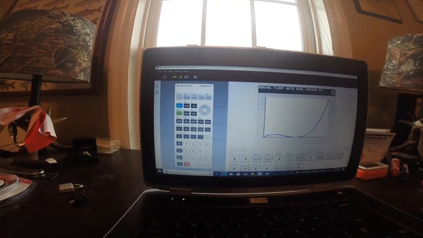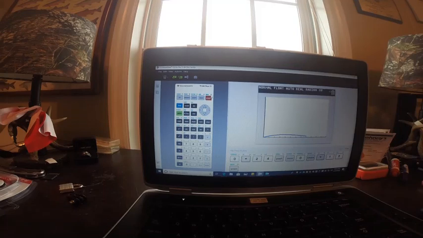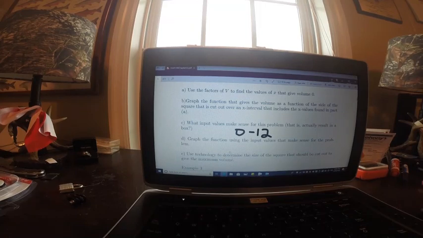D says graph the function using the input values that make sense for the problem. So it essentially wants us to come over here and adjust our window. So instead of from 0 to 24, let's go to 0 to 12. Hit graph. There it is. Those are the values that make sense. If you want to make it look a little prettier, you can do zoom fit after that, and it'll make it look a little bit better on your screen. Completely up to you. We've done that.